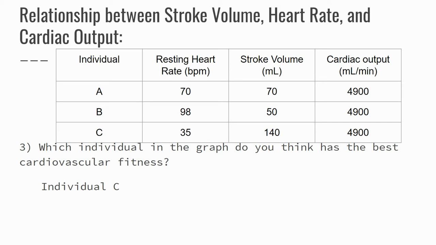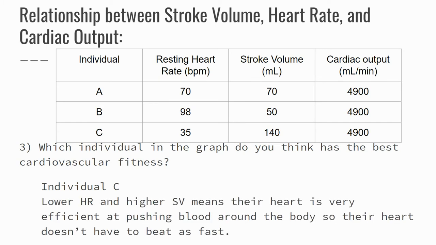Now, someone like Michael Phelps, if you know who Michael Phelps is, Olympic swimmer, his resting heart rate is super low, something like 32. So he has a very low resting heart rate. The lower the heart rate, the higher the stroke volume, which means your heart is more efficient. It doesn't have to beat as fast. That's essentially what that question is getting at.